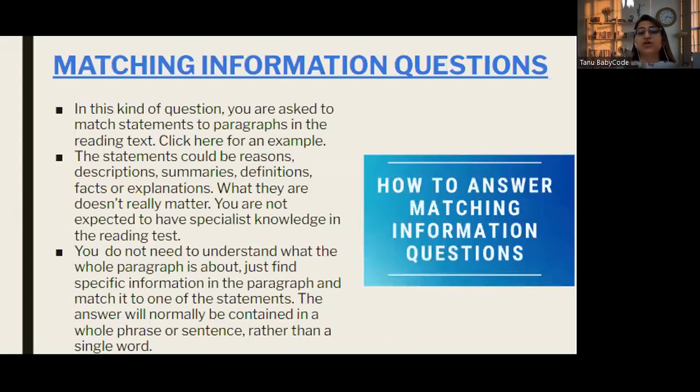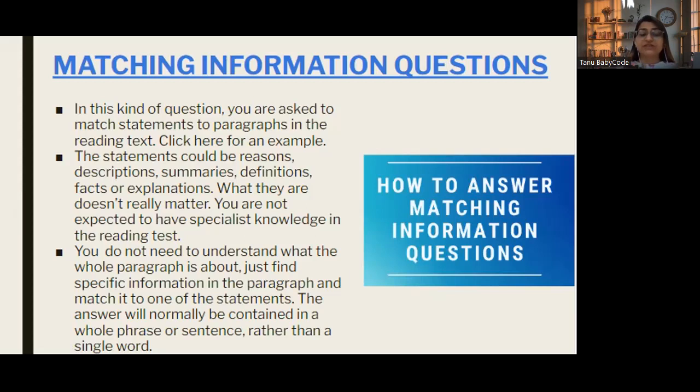Moving forward, let's talk about the second type of matching question, which is the matching information question. So what is a matching information question? Matching information questions are like you have to match the information to the respective paragraph. You will have a list of statements, a list of information, and you have to match which paragraph this information belongs to. So what you are supposed to do here is match statements to paragraphs in the reading passage, right?